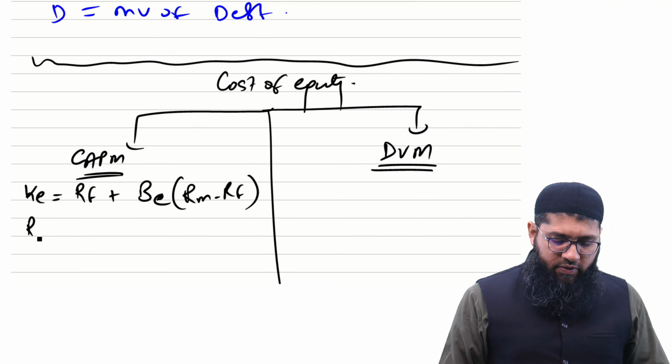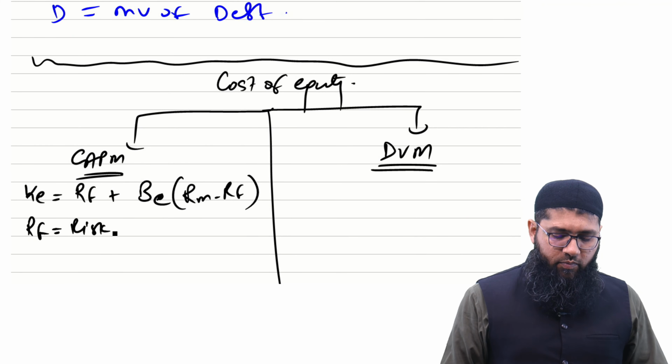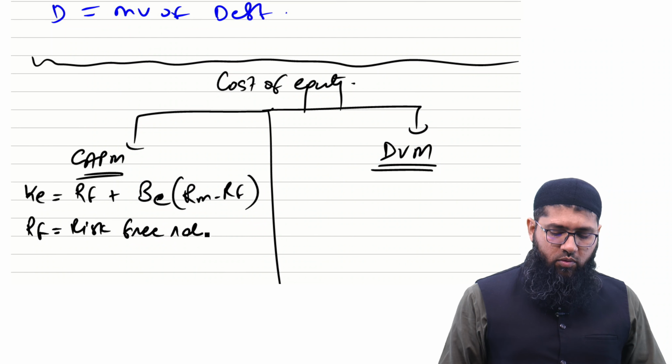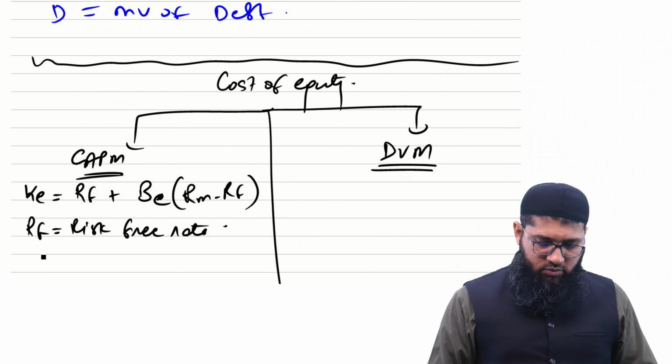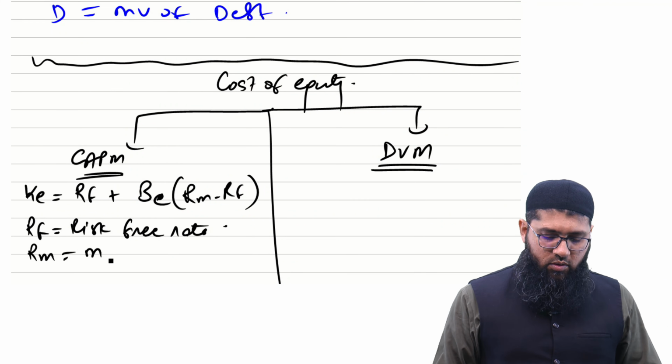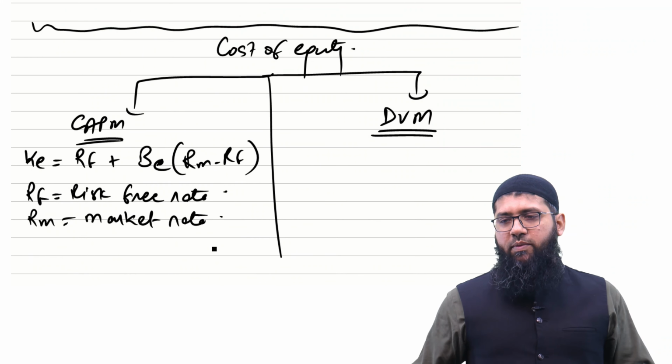So when you talk about the RF, it is called the risk-free rate of return. The RM is going to be the market rate.